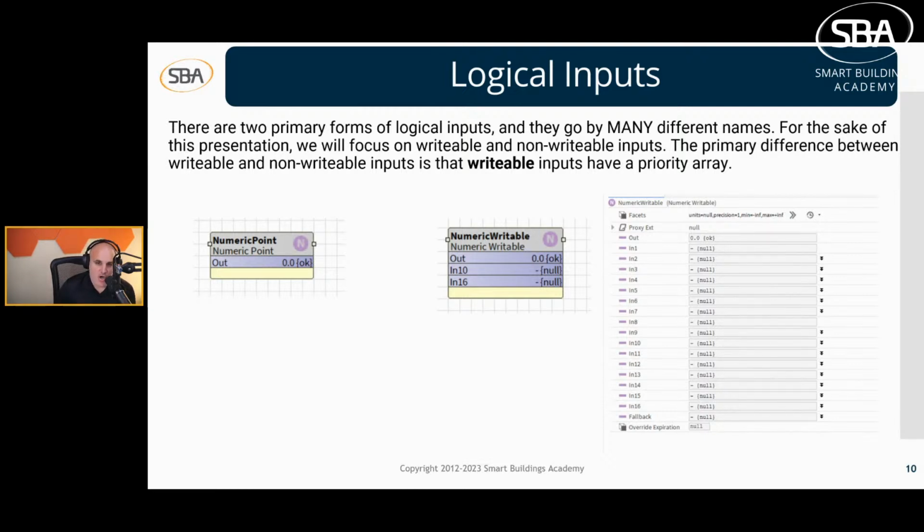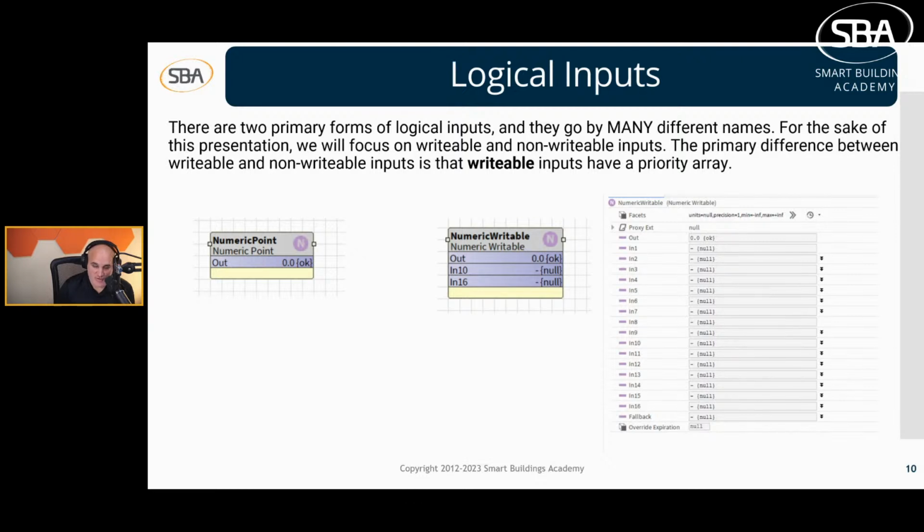Logical inputs are typically non-writable, and they're for data reading purposes only. Writable inputs, also known as variables, so you hear analog variable or analog value or numeric writable in Niagara, basically all mean the same thing.